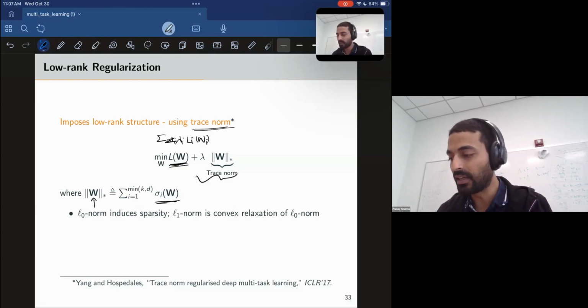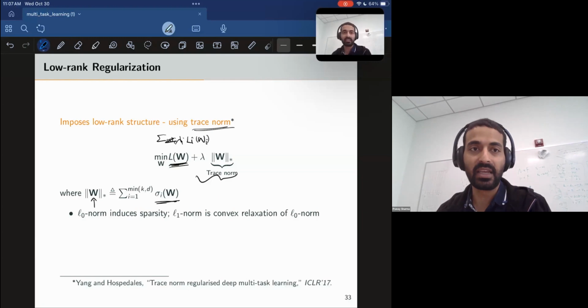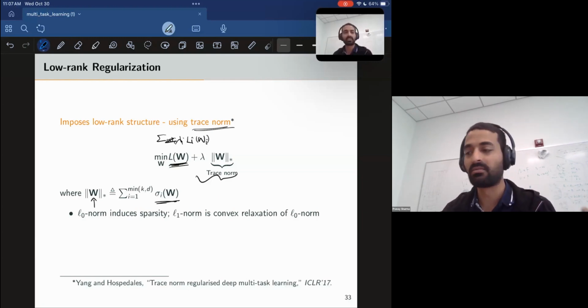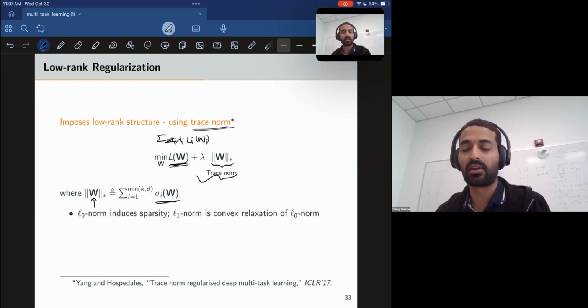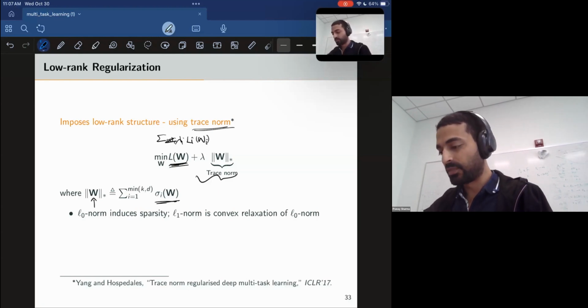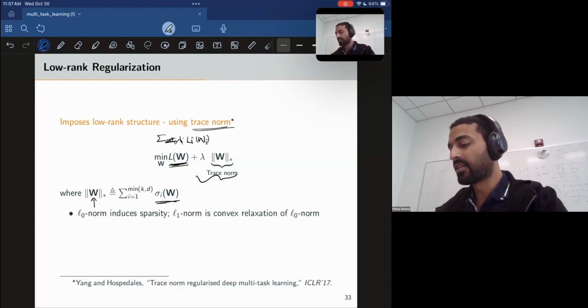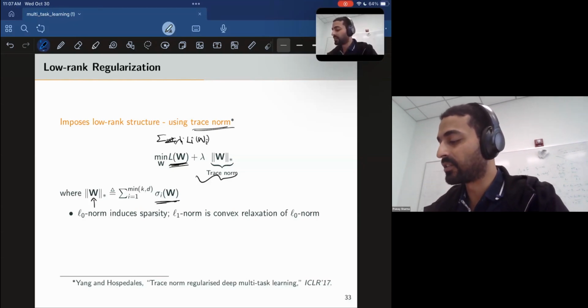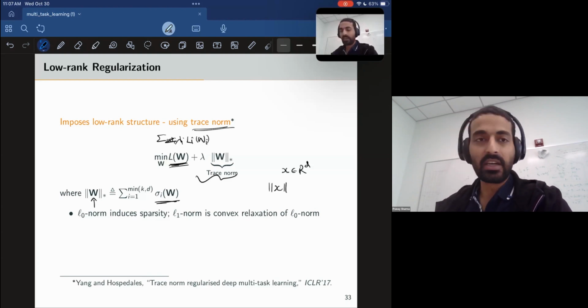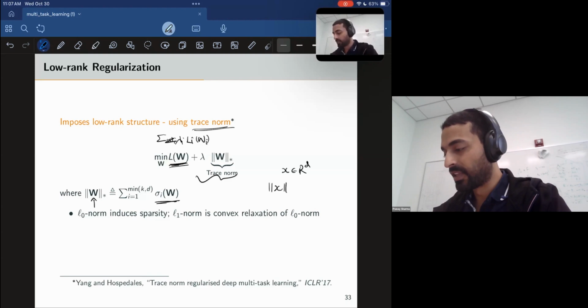And why does it make sense? How are we getting low rank structure out of this weird looking regularizer? So the explanation is quite simple. You might be aware that when we have vectors, so suppose we have some vector x lying in d-dimensional space, we can compute different kinds of norms on it.